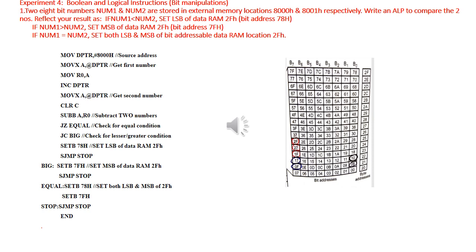If the carry flag is not set to 1, meaning this condition is not satisfied, which bit are you going to set? You are going to set the LSB bit. The LSB bit address is 78H. Set bit 78H. Then you are going to short jump to a label called stop. Then you are going to stop the program.